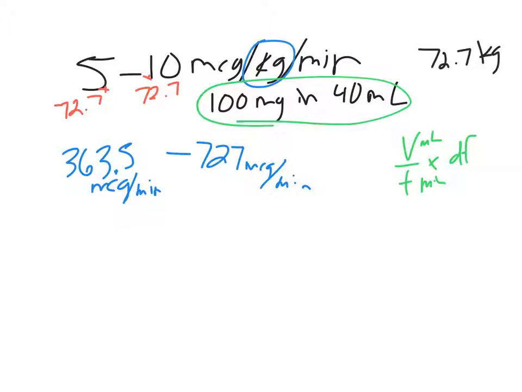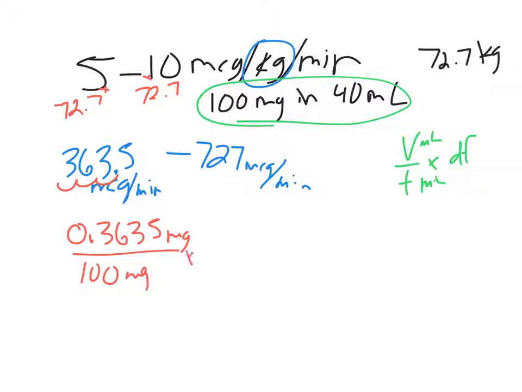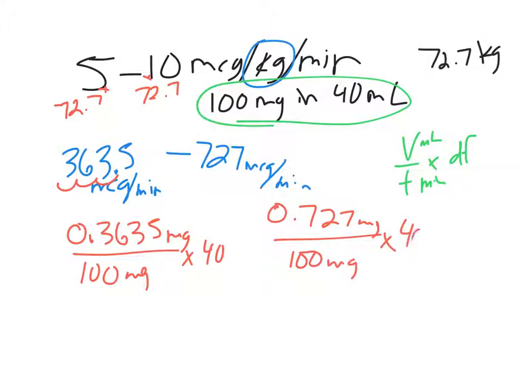So for the first one, I'm going to use 0.3635. I've just moved my decimal 3 places to the left to get it into milligrams. So that's milligrams over 100 milligrams per 40 milliliters. And then do the same thing with the other one, 0.727 milligrams over 100 milligrams per 40 milliliters.